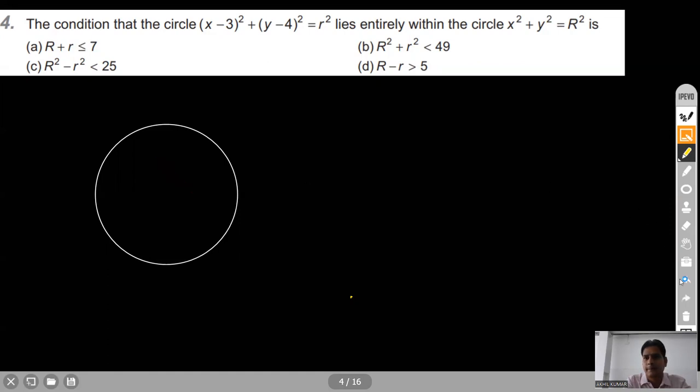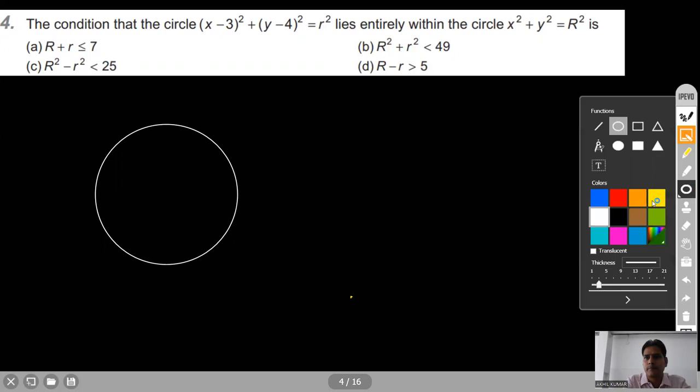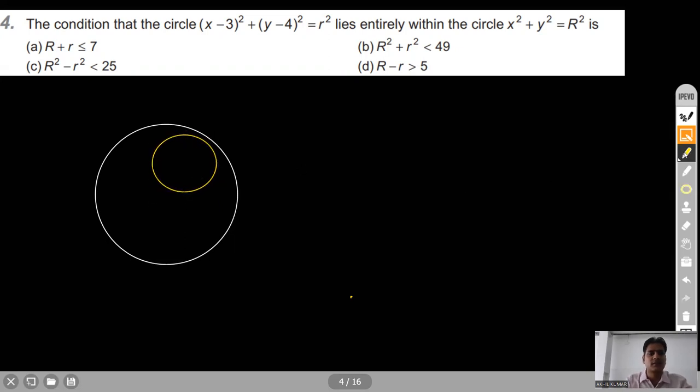So there is another circle, and it is lying completely inside this circle. So what is the equation? Suppose I take this circle as x squared plus y squared equal to r squared, right? And I take this yellow colored circle's equation as (x minus 3) whole squared plus (y minus 4) whole squared equal to r squared.